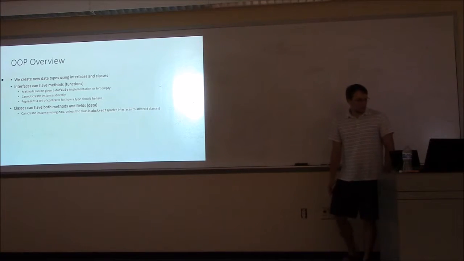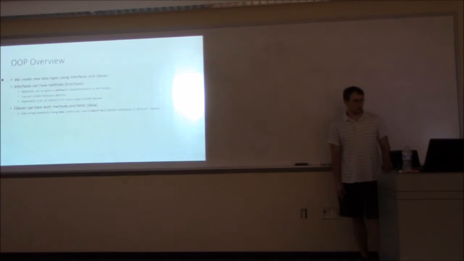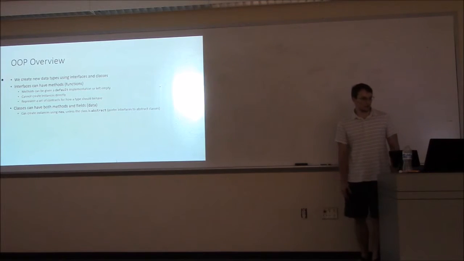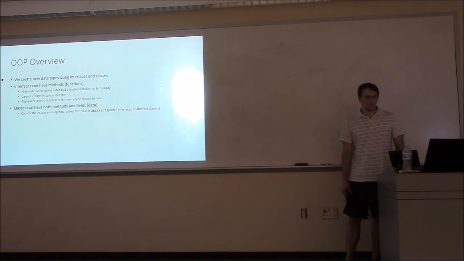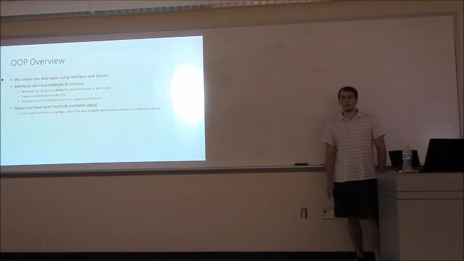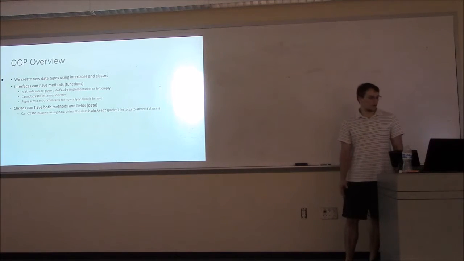So I'm going to give a brief overview of object-oriented programming. So in Java, we can create new types using interfaces and classes. So interfaces can have methods, which are functions on a type. The methods can be given a default implementation or left unimplemented. But you can't create an object of an interface directly. And the purpose of an interface is just to represent the behavior of some type.